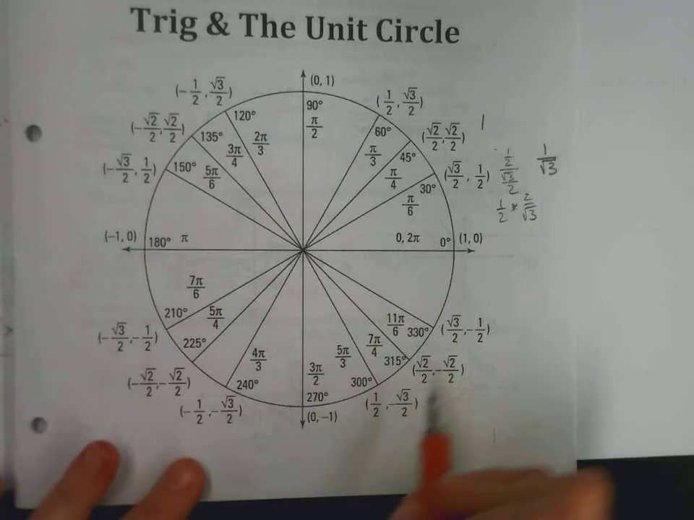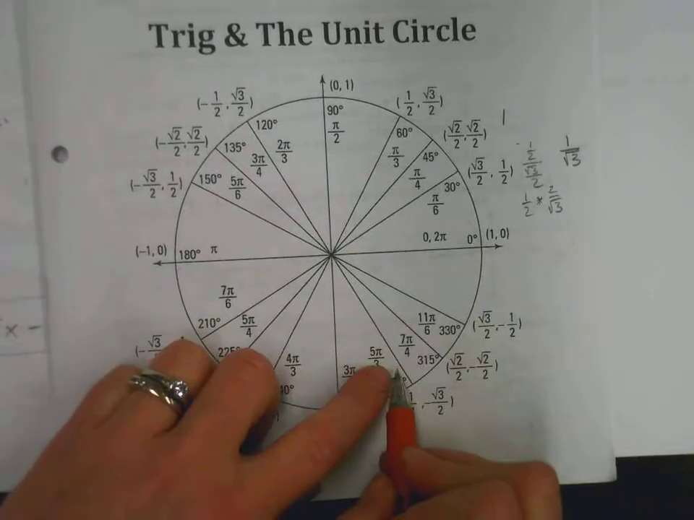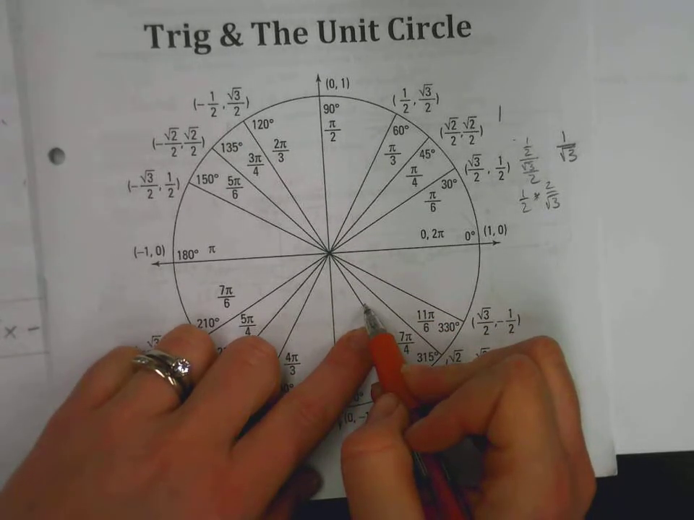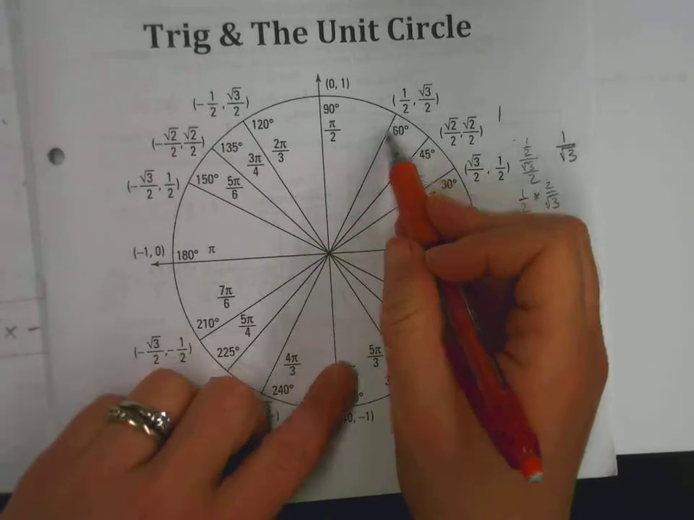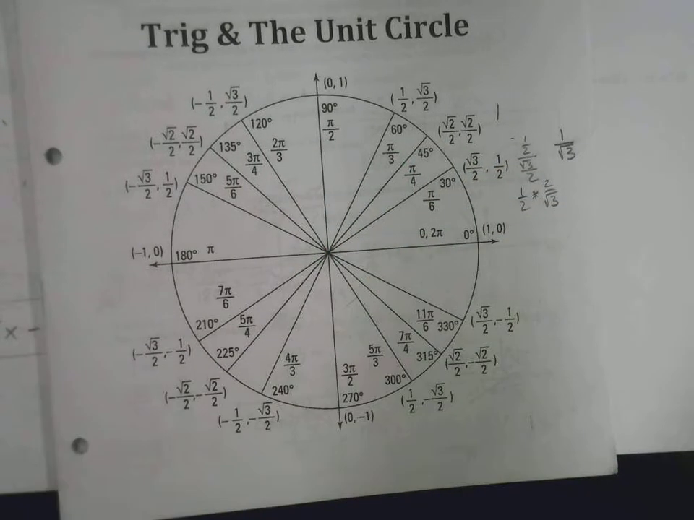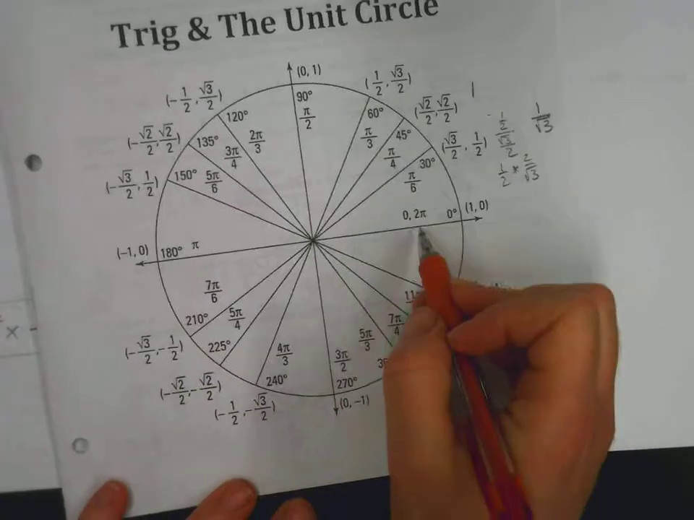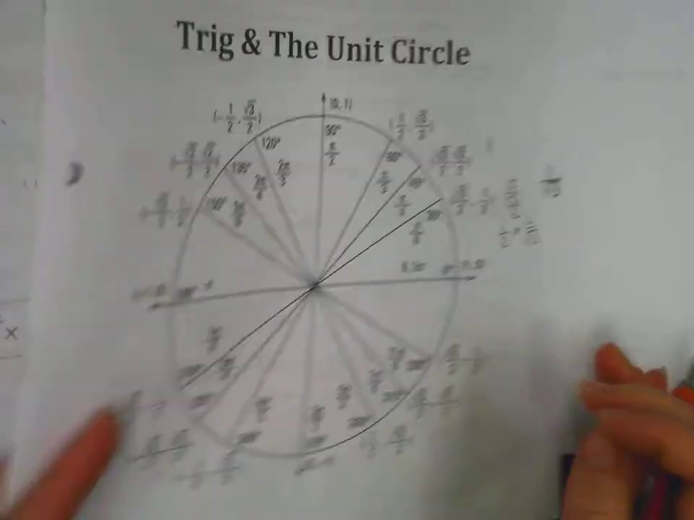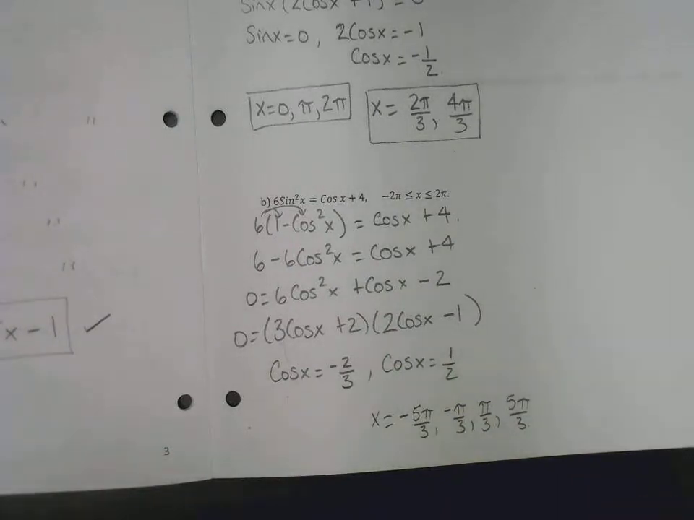So from 0 to 2 pi, I'm looking for when cos of theta is equal to 1/2. Well, this would be my first position, which would be a negative pi over 3. And my next position would be here, which would be a negative 5 pi over 3. And then if I rotate from 0 to 2 pi, I get a positive pi over 3 and a positive 5 pi over 3. So that's how we come up with those values.